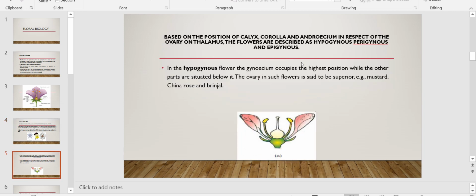Based on the position of calyx, corolla, and androecium in respect of the ovary on thalamus, the flowers are described as hypogynous, perigynous, and epigynous. As you can see in this diagram, in hypogynous flower, the gynoecium occupies the highest position while the other parts are situated below it. The ovary in such flowers is said to be superior. Examples are mustard, China rose, and brinjal.